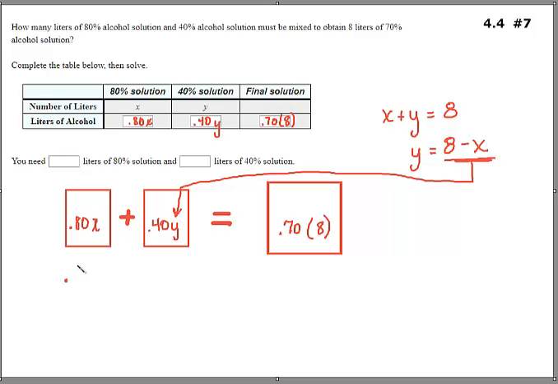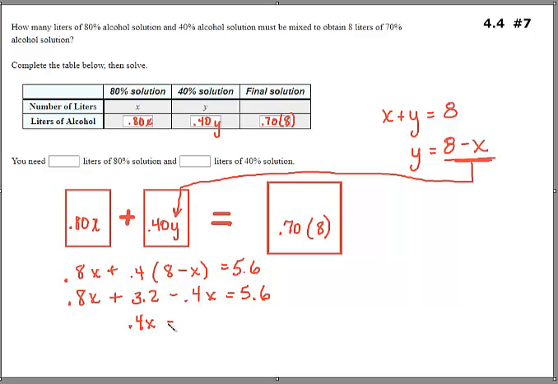So when I write this algebraically, I'll have 0.8x plus 0.4 times (8 minus x) equals, and multiplying this 0.7 times the 8, I get 5.6. Just doing my algebra that we've been working on for quite some time now, I will end up with this particular equation. I'm going to solve by collecting my x's. 0.8x minus 0.4x is 0.4x. Subtracting 3.2 from both sides, that will get me 2.4 on this side.